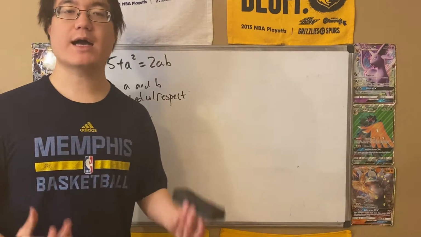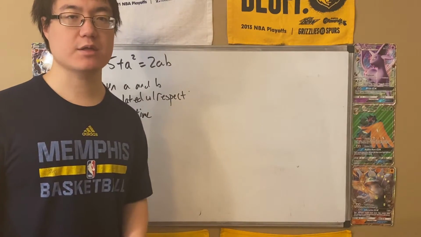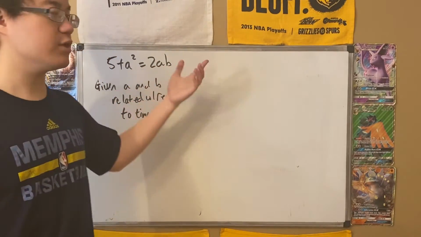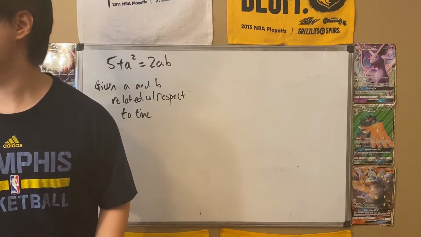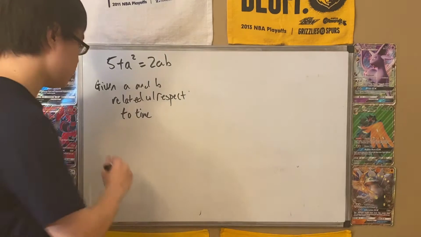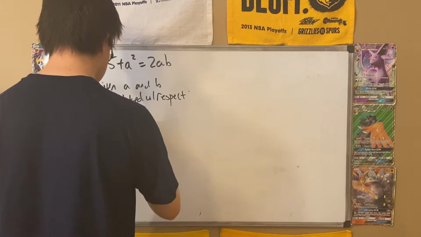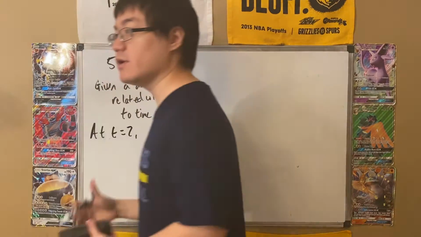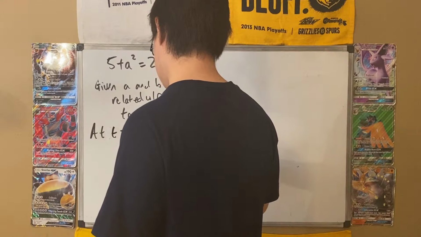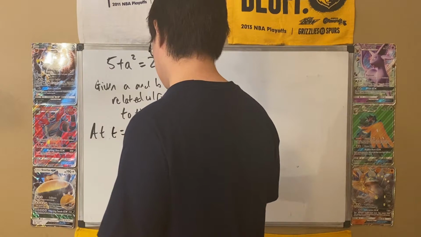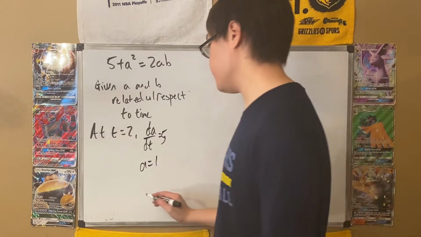Again, the key variable actually isn't on the board. It will never be on the board, but just remember you have to take the derivatives with respect to that, and that's time. So notice there's no t's in the equation, but we're still going to have to do implicit differentiation. Finally, what we know is at t equals 2, dA/dt is equal to 5, a is equal to 1. These are going to be numbers that we're going to plug in, and we're going to try to find dB/dt.